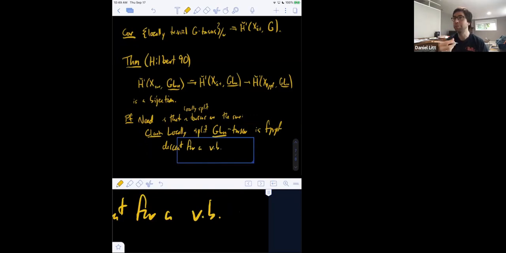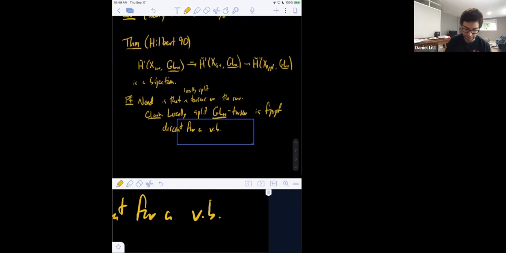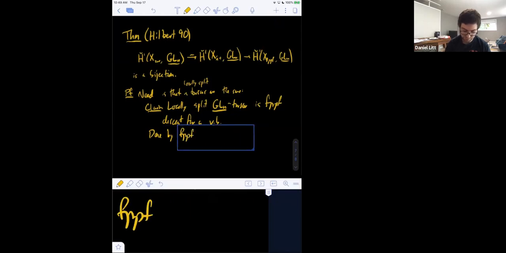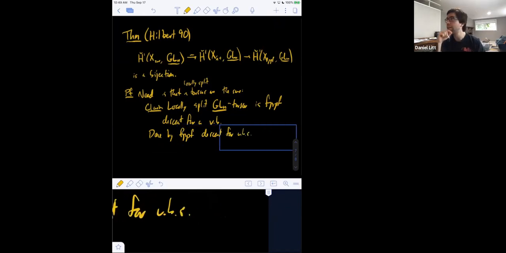Okay, and why is that? Well, we just proved it. I mean, we just said it gives us an element of Čech H1, and that is literally descent data. Okay, and now we win, so now we're done by FPPF descent for vector bundles. Okay, so this was a little fast, so I'm going to come back and go over this in more detail next time.